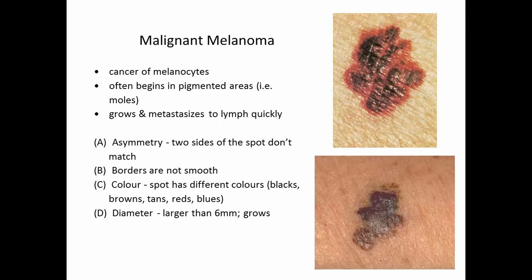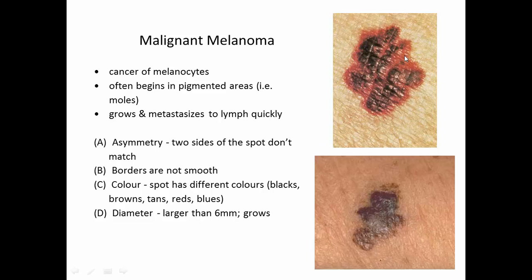The most aggressive type of skin cancer occurs in the melanocytes, those cells that produce pigment, and that's why malignant melanoma often starts in areas where there's lots of pigment, like freckles and moles. And so this is why we need to check moles and make sure that they're not growing or becoming abnormal. Malignant melanoma grows and metastasizes to lymph very quickly, so it can start secondary tumors in other parts of the body.